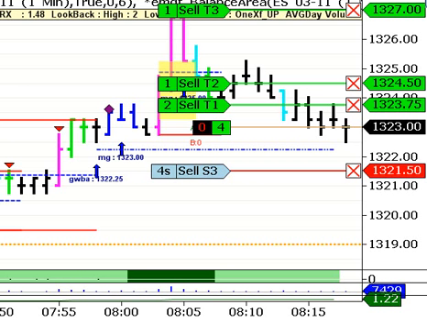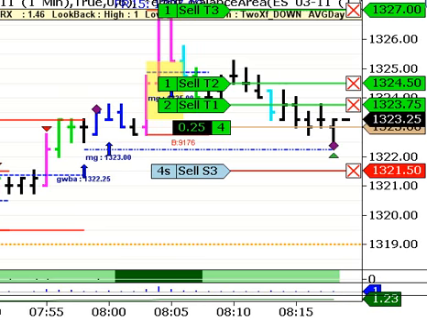I got another order up there at 1327 even, which is for 4 points, which in this particular case takes us right to the very high of the day. So I might adjust that. You can also see that we have our 6-tick maximum risk, which in this case is a sell stop, and because we're long at 1323 even, 6 ticks or a point and a half below that is at 1321.50. So that's where our protective sell stop is on this particular trade.